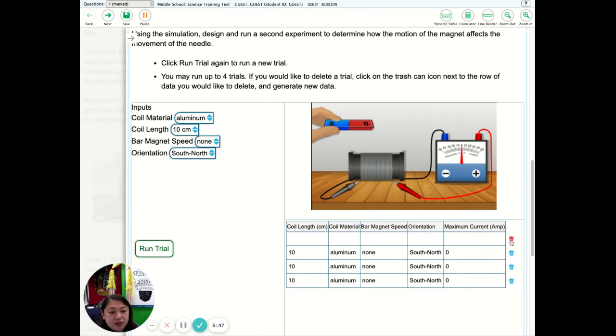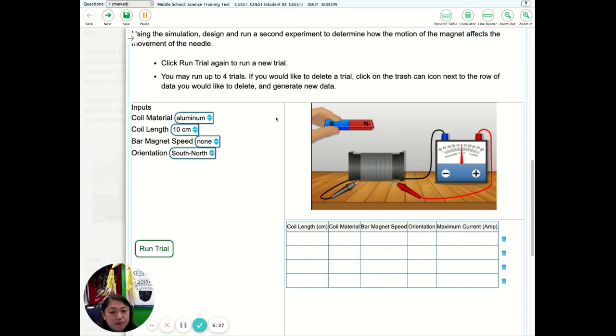Next one is this. So using a simulation, design and run a second experiment to determine how the motion of the magnet affects the movement of the ammeter needle. So again, now it's the motion of the magnet affects the movement of the ammeter needle. So the only thing that we're going to be changing now is the motion of the magnet. And the thing that we are measuring is the movement of the needle. So we're going to leave coil material the same, and we're going to leave coil length the same.